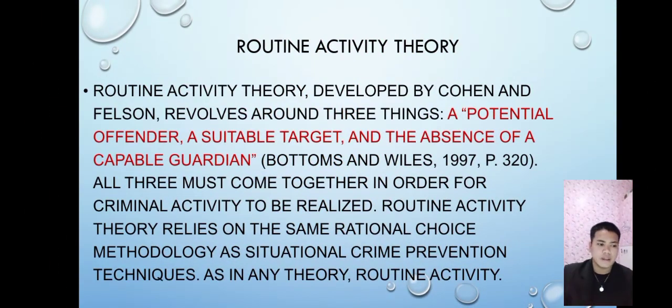Routine activity theory, developed by Cohen and Felson, revolves around three things: a potential offender, a suitable target, and the absence of capable guardians. These three elements converging over place and time increase or decrease the likelihood that crime occurs.